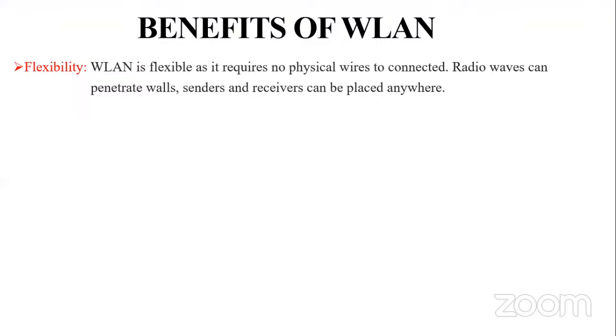That signal can be penetrated through the walls. That is, radio waves will be used in this. So that's why this wireless LAN is more flexible. No cables are required, so signals can travel through the walls also.